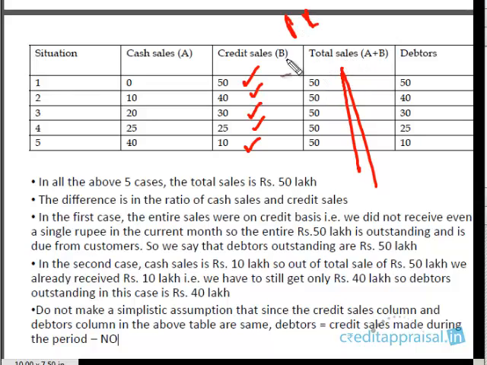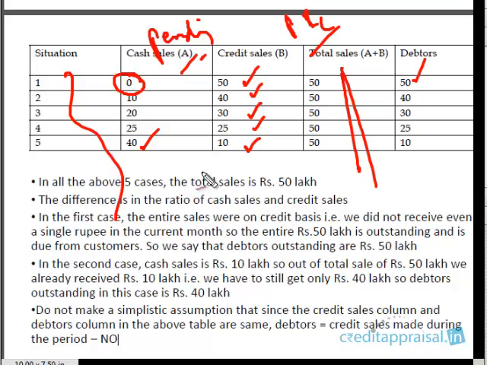In any of these combinations, in these 5 situations, the sales in the P&L is 50 lakhs. So the difference comes in the pending amount. So what is the pending amount here? You didn't receive even a single rupee of cash in the first scenario. So all the 50 lakhs is pending. So that will be reflected in the debtors. In the last case, we have received already 40 out of 50. 10 is pending. So 10 in debtors.